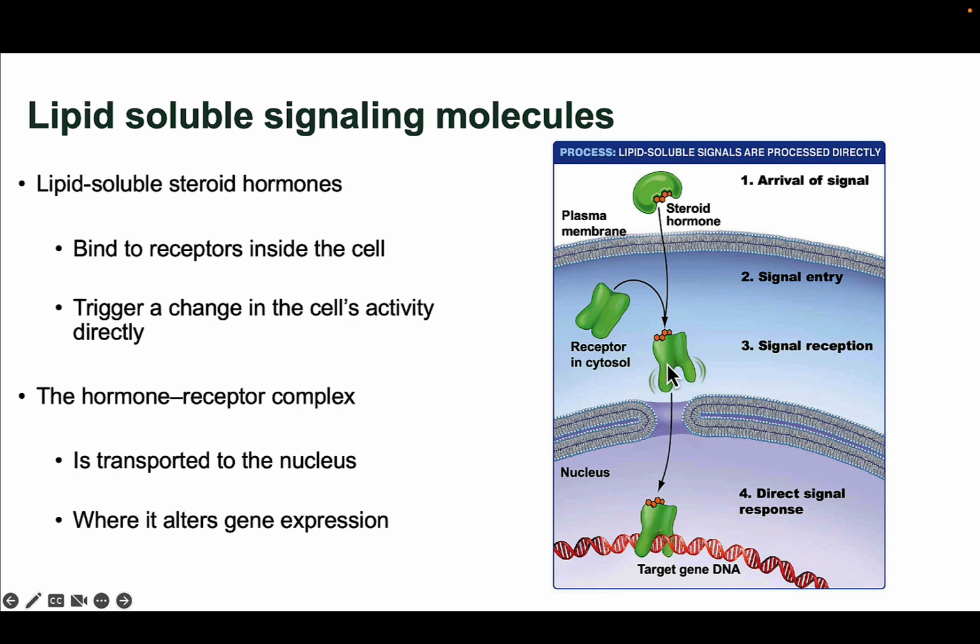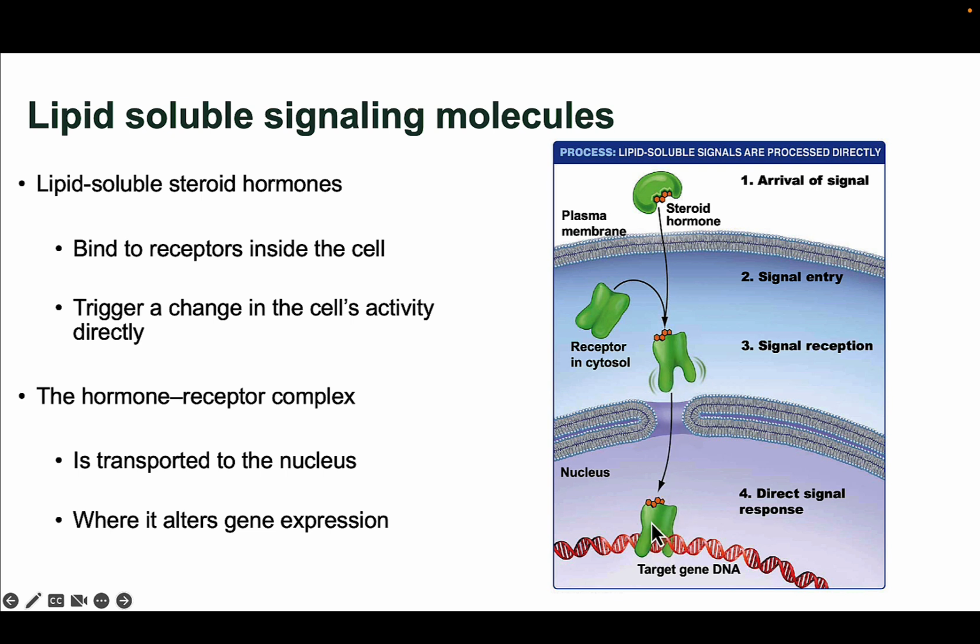So this shape change may have exposed a nuclear localization signal. So it might have been hidden in the interior of this protein. And then when it bound to the ligand or bound to the hormone, this caused a shape change. So now you can see the nuclear localization signal, and then this can be brought into the nucleus, where it can regulate gene expression.